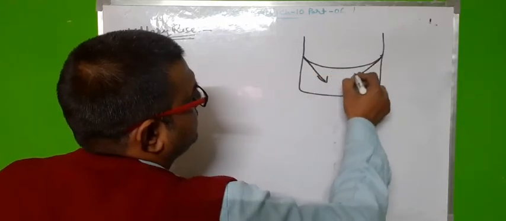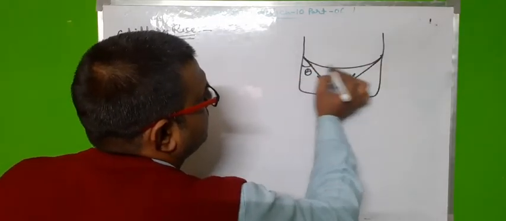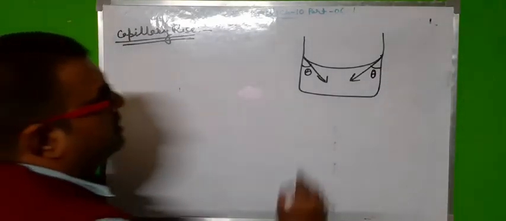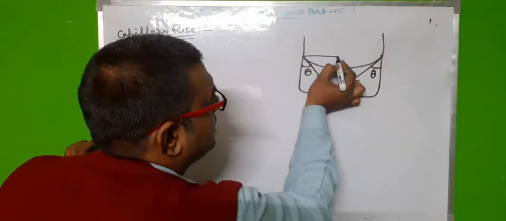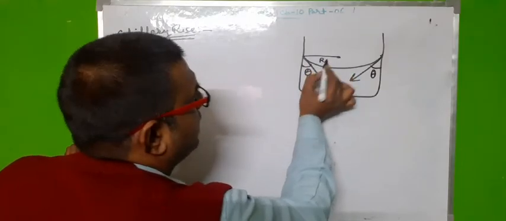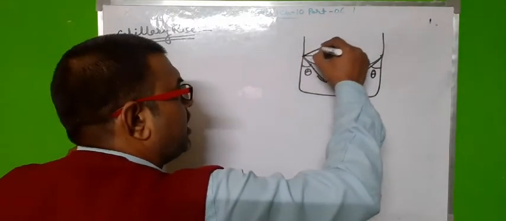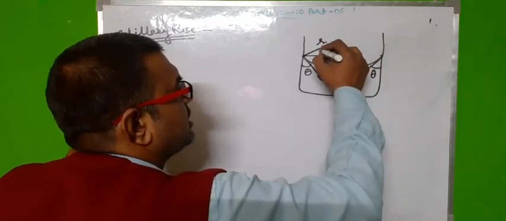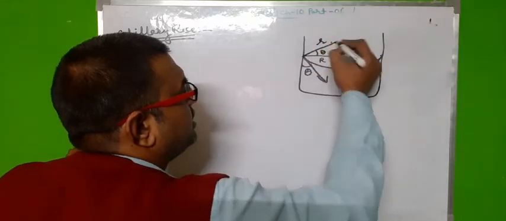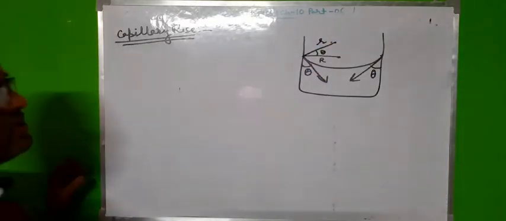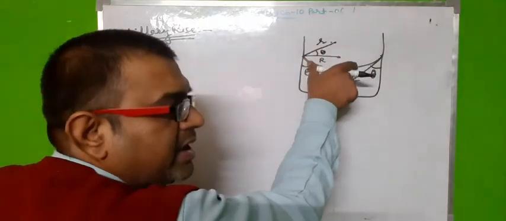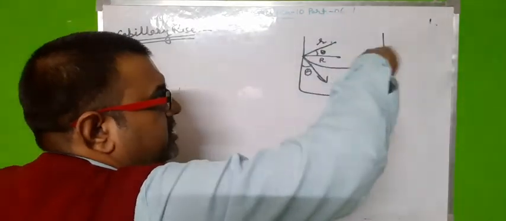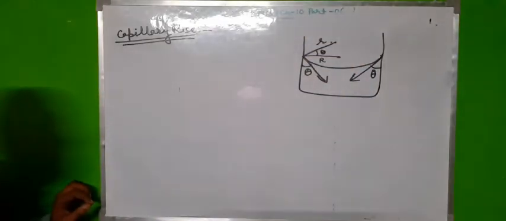This is the surface tension and this angle is theta, and this is the radius, small r. This makes angle theta with capital R. This is the radius of the container, and this is the radius of the meniscus. What is formed? It is small r.